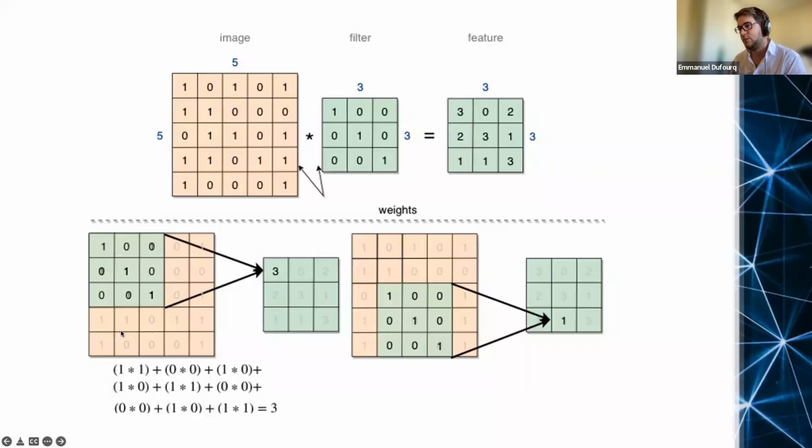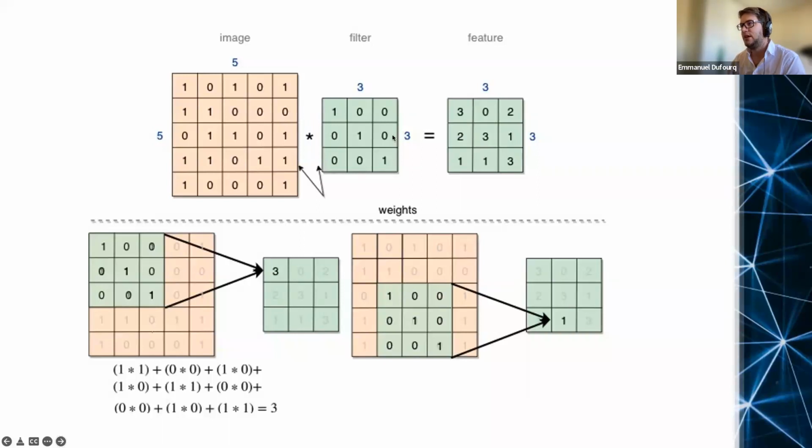Here you can see in the bottom part, I placed the filter in the top left corner, and I did all the multiplications and additions, and I got the first value of 3. Then you keep shifting the filter to the right. In this instance, eventually my filter reaches here and it produces this value of 1. And then we eventually reach our last operation in the bottom right corner, which produces this 3.